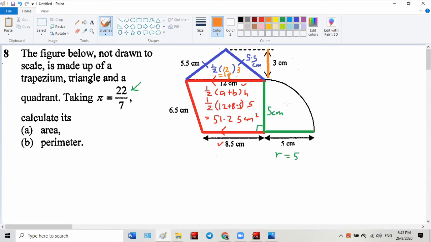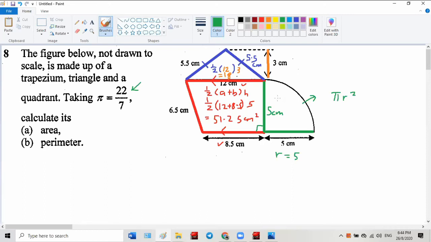Finally, what is the area of this quarter circle? What is the formula? You can tell me? The formula of a circle is what? I just now told you already. Can you remember or not? Yuan, tell her. Yuan, tell me what's the formula for the area of a circle? Pi r squared. Okay.